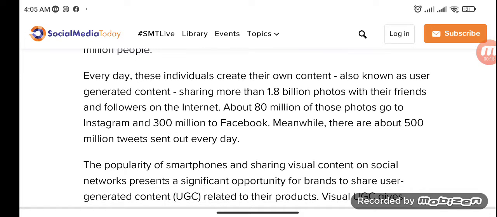Every day, these individuals create their own content, also known as user generated content, sharing more than 1.8 billion photos with their friends and followers on the internet. About 80 million of those photos go to Instagram and 300 million to Facebook. Meanwhile, there are about 500 million tweets sent out every day.